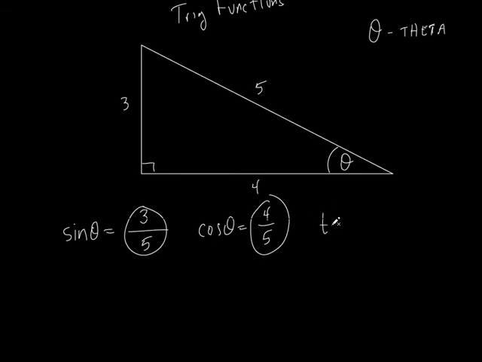What's the last one? Tangent, right? So the tangent of theta is what over what? Opposite over adjacent, so 3 over 4. That's opposite theta. This is adjacent to theta. You with me on that?